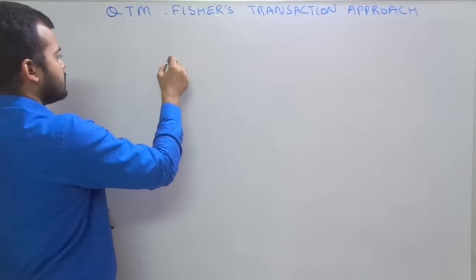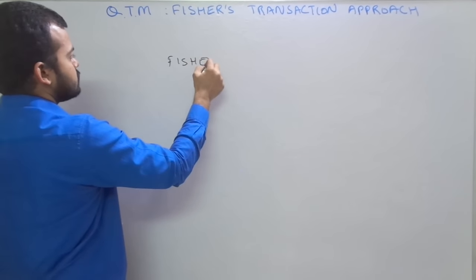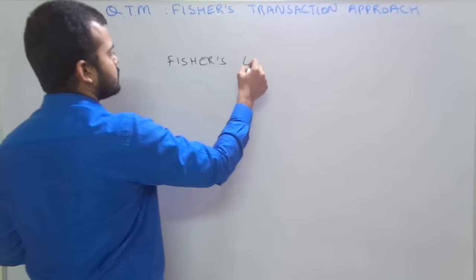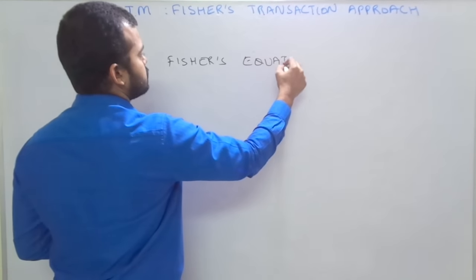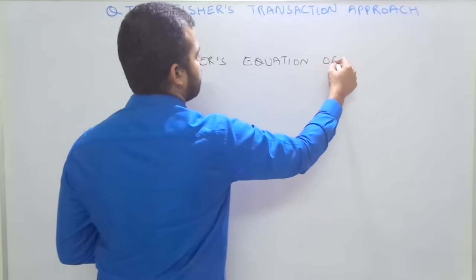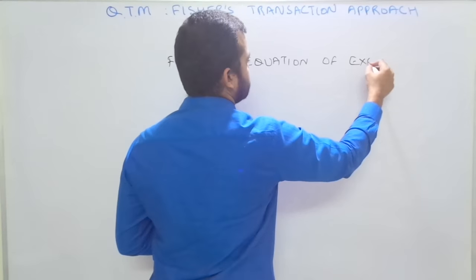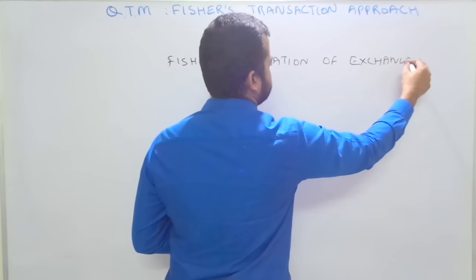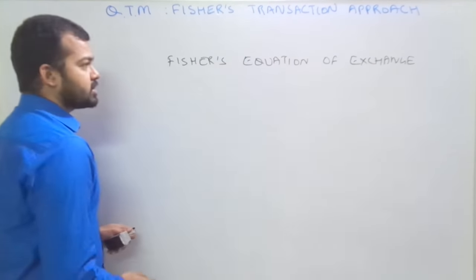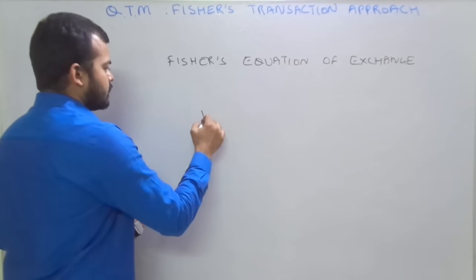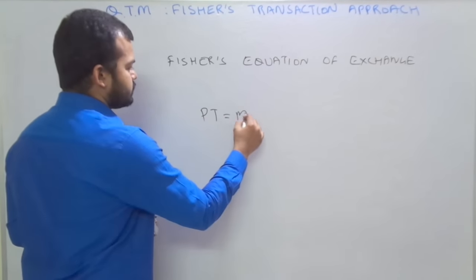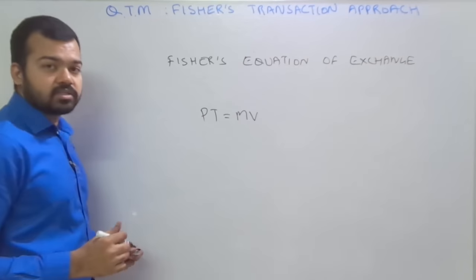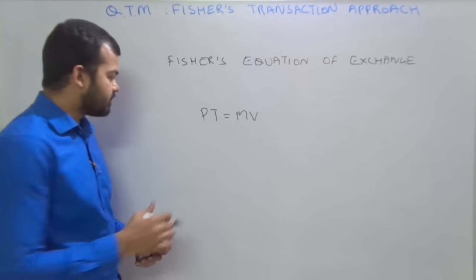Now we'll discuss Fisher's equation of exchange. Fisher's equation of exchange: PT is equal to MV. This is the equation given by Irving Fisher.